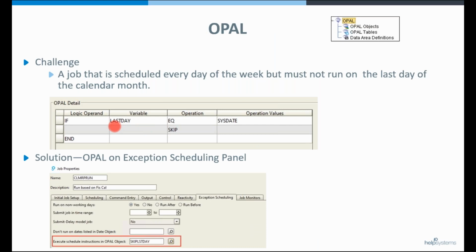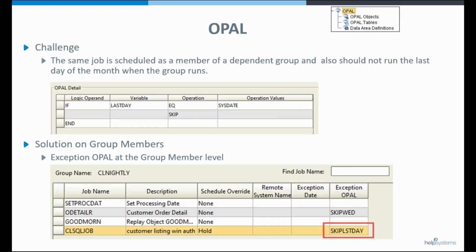And here's some examples. So for instance, we want to run a job, but the job is scheduled every day of the week, except we don't want the job to run on the last day of the calendar month. So we have an Opal object called last day. So we compare last day to the system date. So those are Opal keywords. And if that happens, then we're going to skip the job. Opal is placed in the exception scheduling tab of your robot job, which makes sense. This is an exception to the rule. So this is where you would select the Opal that you just created.